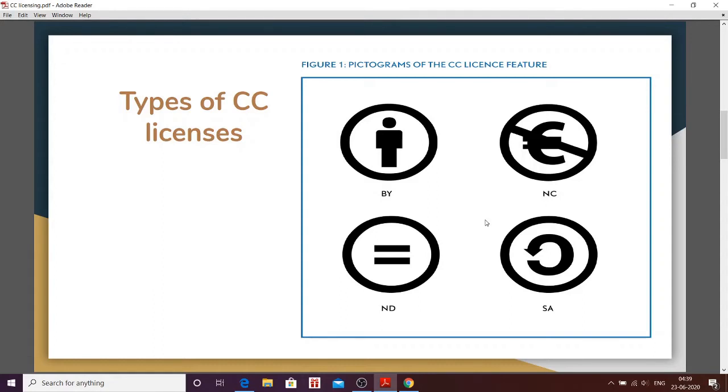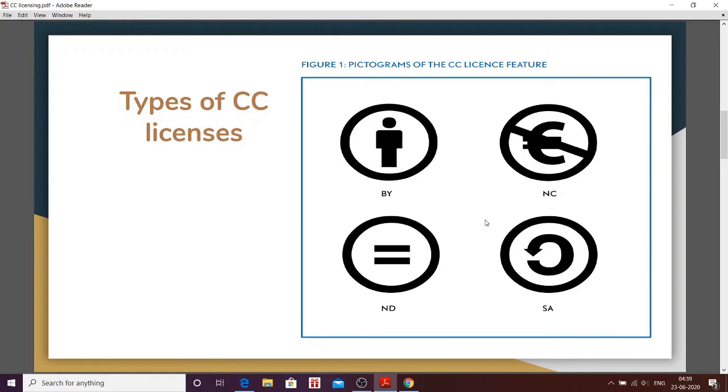There are 4 types: BY, NC, ND and SA. BY means you can use the work, but you need to reference the work or give attribution to the work that you used. NC is for non-commercial use, which means that you can reproduce it, but it should not be for commercial use. It should only be for non-commercial use.